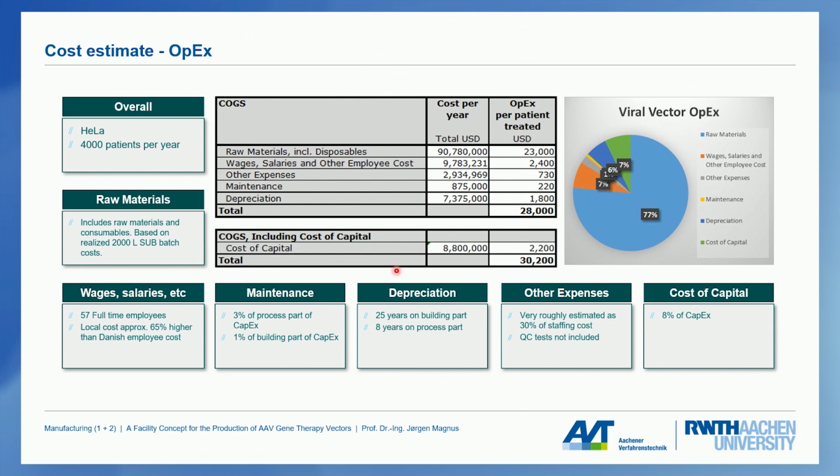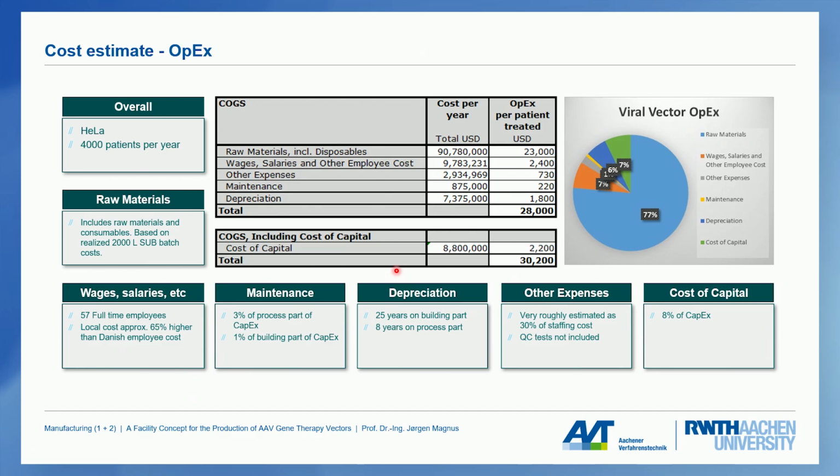Looking at the operational expenditures, so the production cost itself, the cost structure is the raw materials, the employee cost, wages and other costs. We have other expenses, which is roughly estimated as 30% of the staffing costs. We have maintenance costs, and then we have the depreciation of the plant, which is done with 25 years on the building part and 8 years on the processing part.